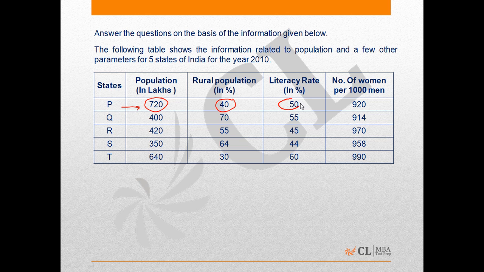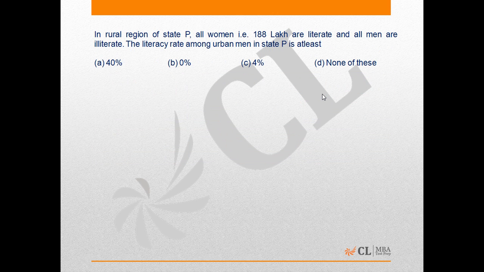Literacy rate was 50% and the number of women per thousand men was 920. Similarly, we can check these figures for other states as well. In the first question, it is given that in the rural region of state P, all women, that is 188 lakh, are literate and all men are illiterate. The literacy rate among urban men in state P is at least.